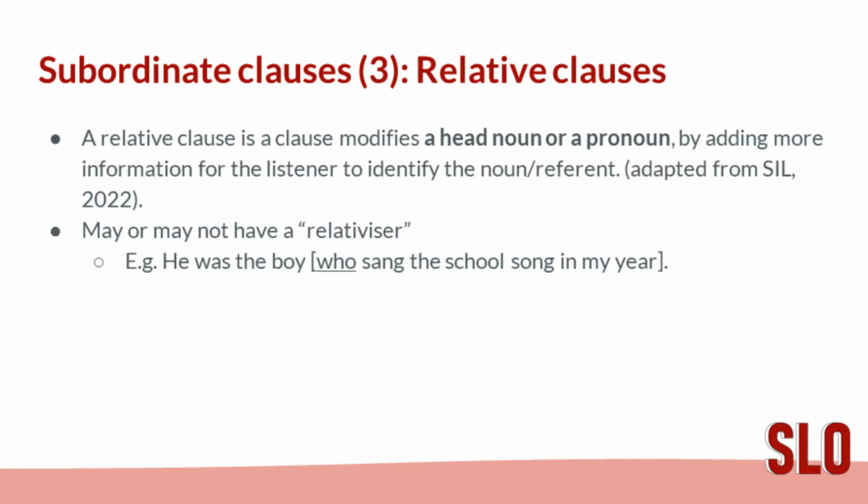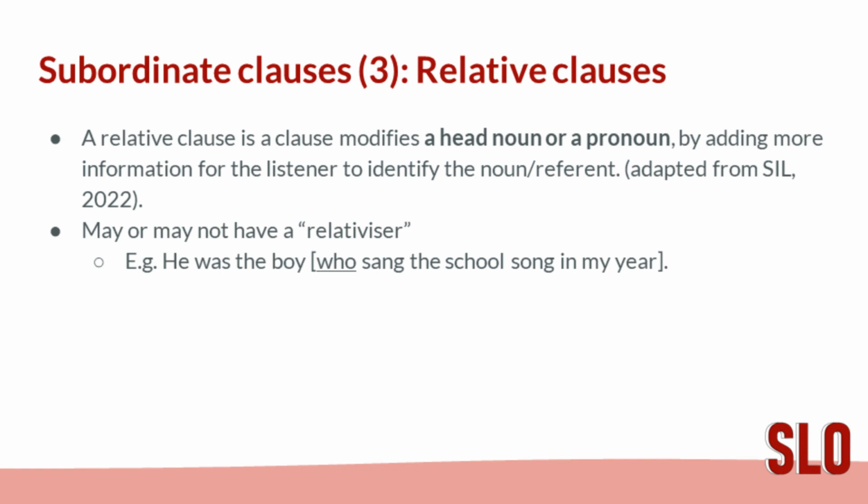Finally, the last type of subordinate clause we will cover today is relative clauses. In terms of the function of relative clauses, a relative clause modifies a head noun or pronoun, meaning that it adds more information so that you can identify what the noun is. For example, in the sentence, "He was the boy who sang the school song in my year", "who sang the school song in my year" is an adverbial clause which helps me to identify who the boy is.